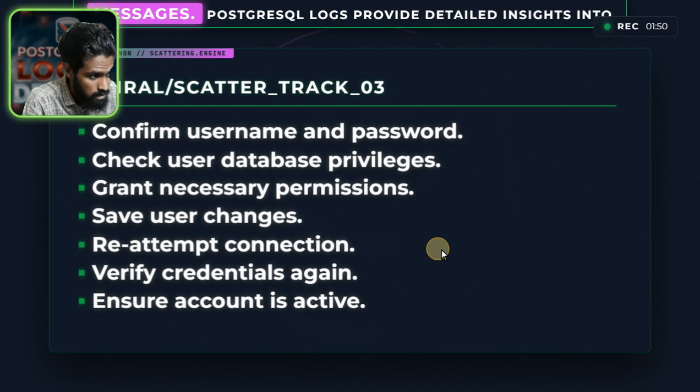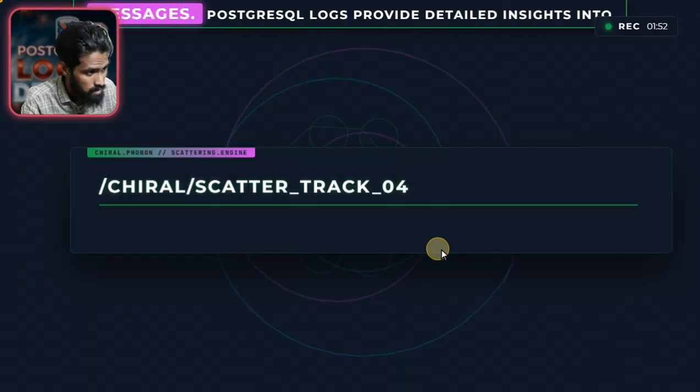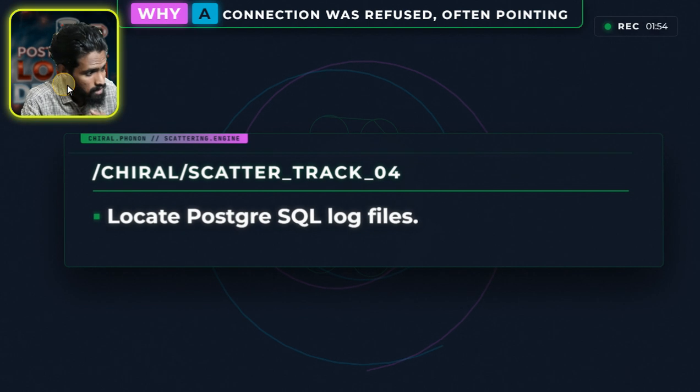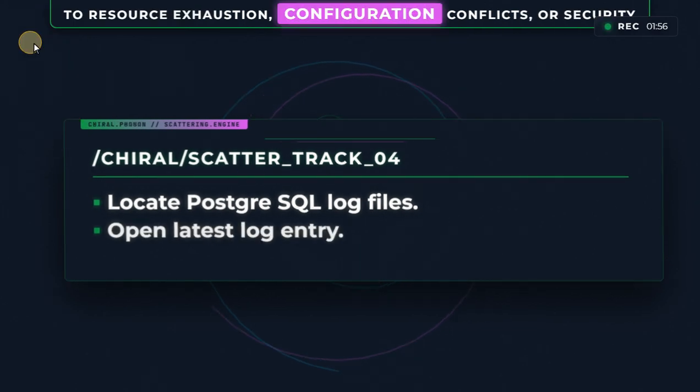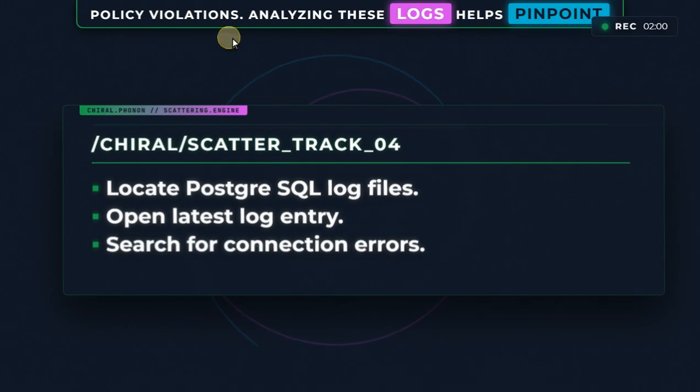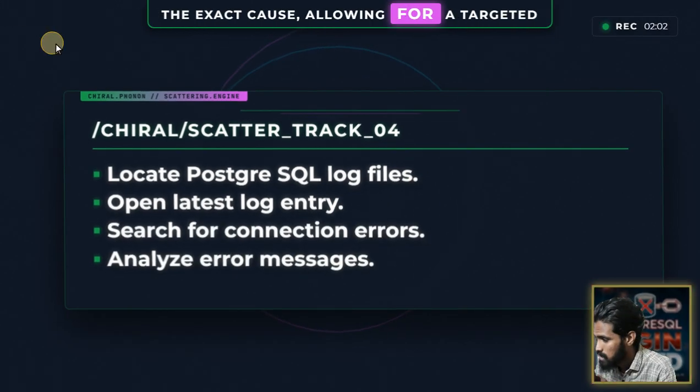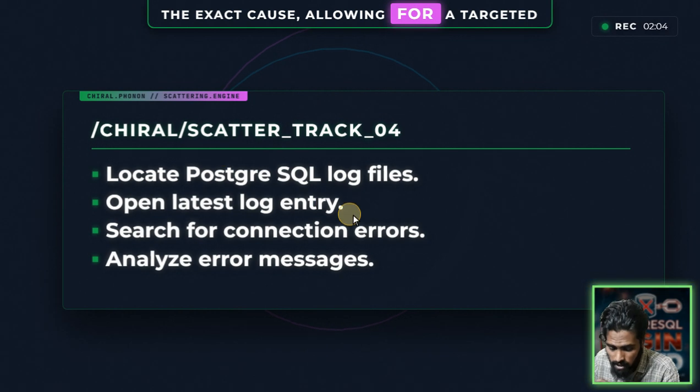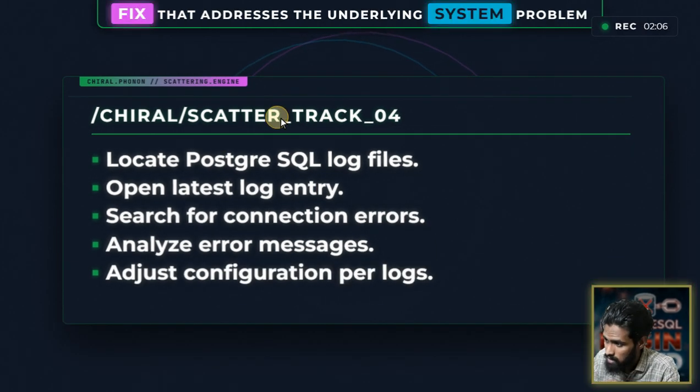The fourth method involves examining server logs for specific error messages. PostgreSQL logs provide detailed insights into why a connection was refused, often pointing to resource exhaustion, configuration conflicts, or security policy violations. Analyzing these logs helps pinpoint the exact cause, allowing for a targeted fix that addresses the underlying system problem preventing connection.